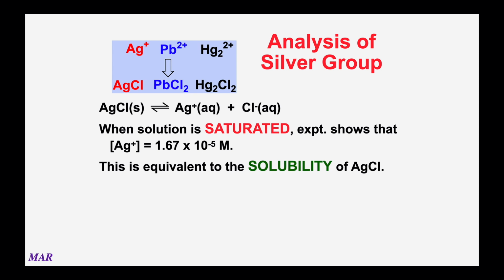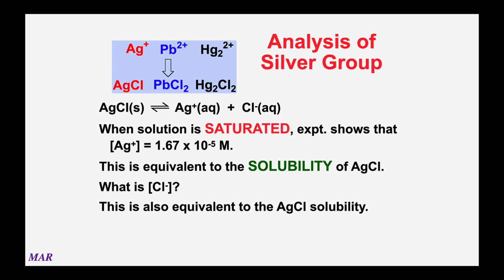If you're at 1.66 times 10 to the minus 5, just a little bit under, you won't see a solid. So the solubility, again, is literally a threshold as to when you see solid and when you don't. So if you have a silver ion concentration that's just a little bit less than 1.67 times 10 to the minus 5 moles per liter, no solid. But if you get just a tiny bit more than that number, that's when you will see a solid.